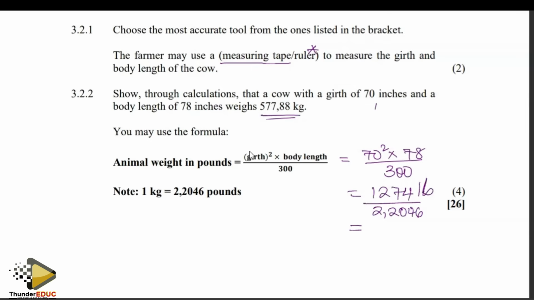Indeed, here we have the answer as 577.88. Don't forget, remember they said, show through calculations. So now you've shown.